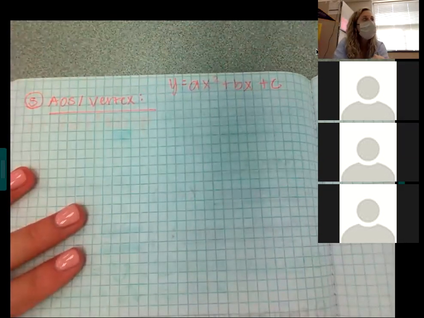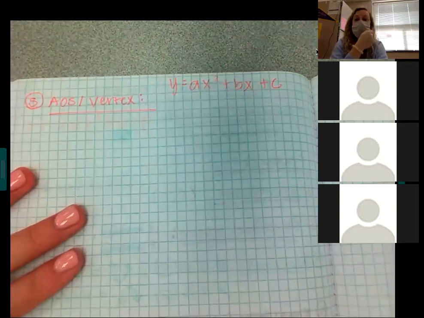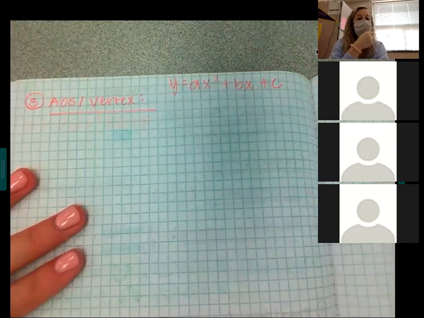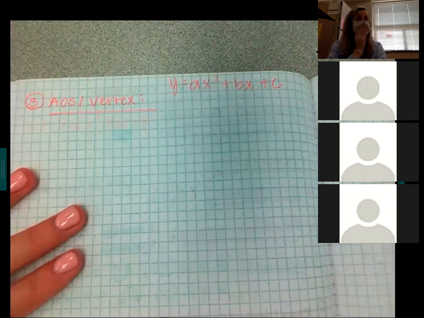So the last feature you should know how to find by hand. It really doesn't take a lot of time, but there's a formula you have to know for it, is the axis of symmetry and the vertex.